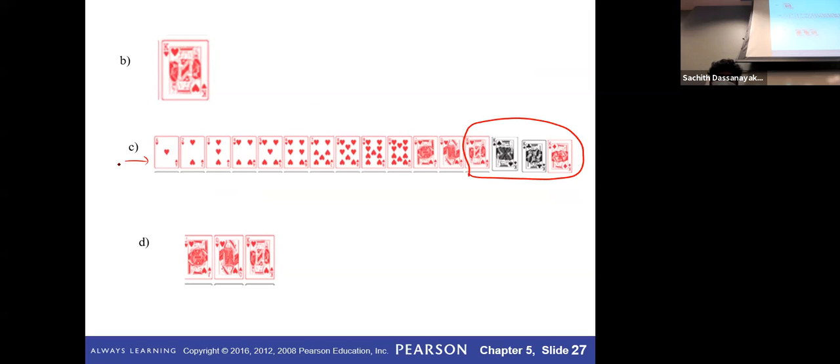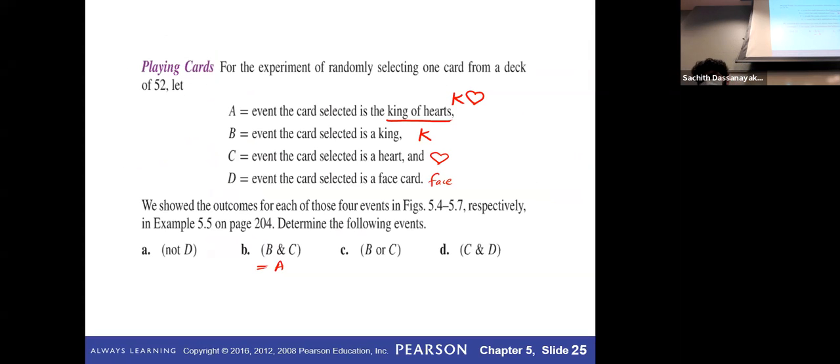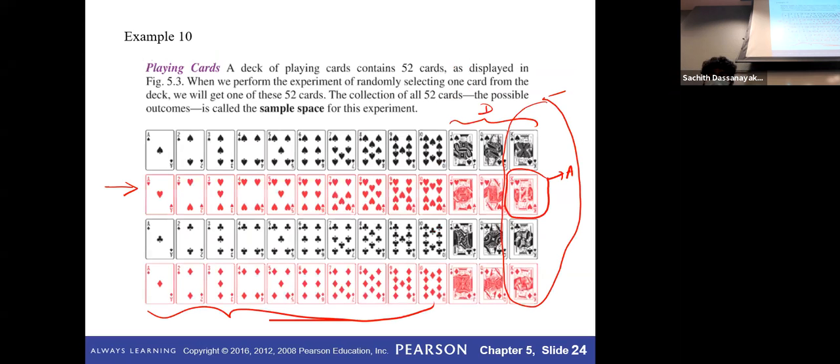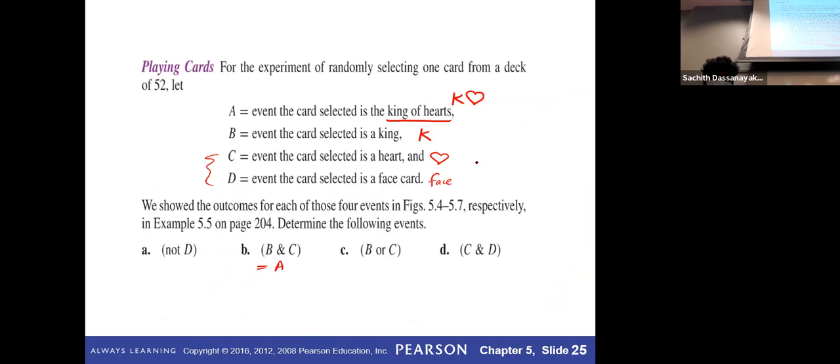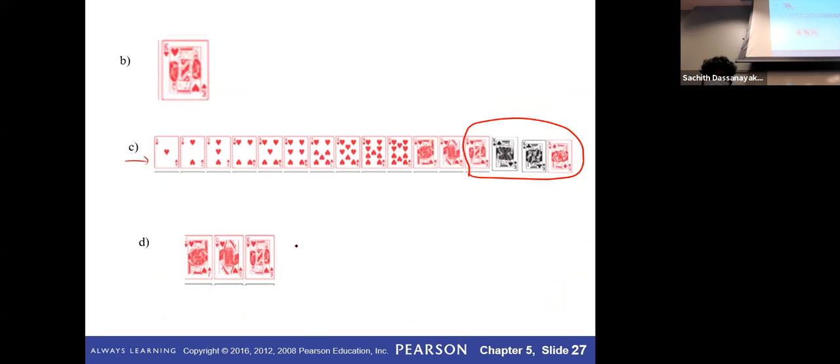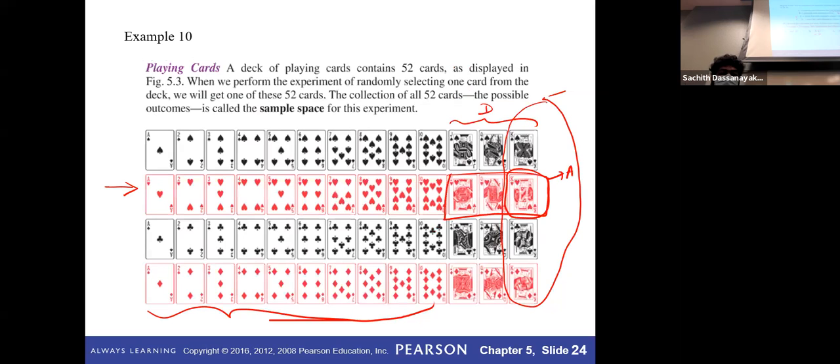Clear? Next, C and D. C and D mean these two: hearts and face cards, but it should be a heart. Yes, hearts, face cards, these three. Face cards, but hearts. Clear? If you have this kind of picture, it is okay, we can do that. But if you don't have this picture, then you have to imagine all the possible outcomes like that.